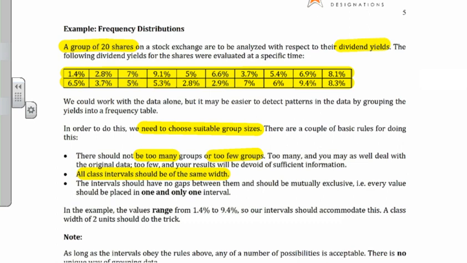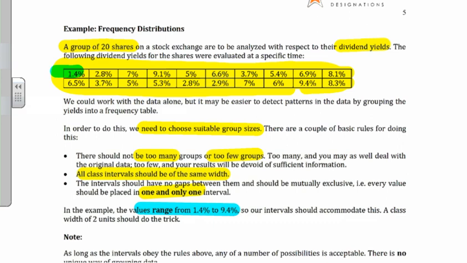Every one of these values of the 20 shares and their dividend yields can fit into only one interval. When we look at the data over here, guys, one thing that we do notice is that what? The values range from 1.4 to 9.4.